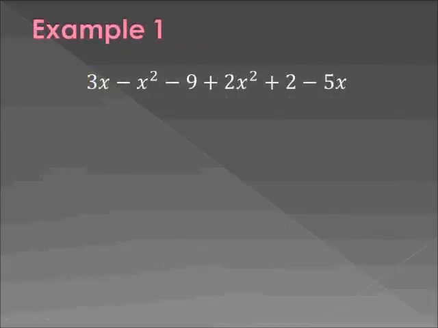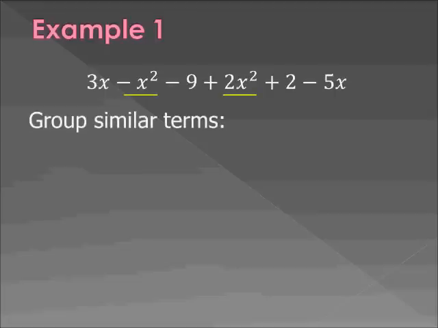So in example 1, we have the polynomial 3x minus x squared minus 9 plus 2x squared plus 2 minus 5x. We are asked to simplify and then give the degree of the polynomial. So the first step you'll want to do is identify like or similar terms. You're going to group them together. So here are a couple ways to do it.